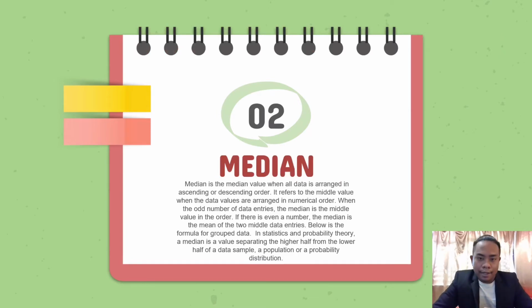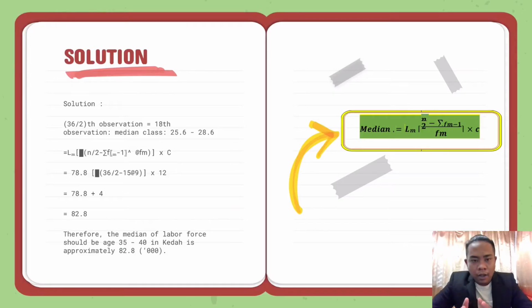Second is the median. Now we can see the solution, which is 36 over 2 observation. The median class is 25.6 to 28.6. As we can see, 78.8, 36 over 2 minus 8 minus 15, 9, and division 12. And then next is 78.8 plus 4.